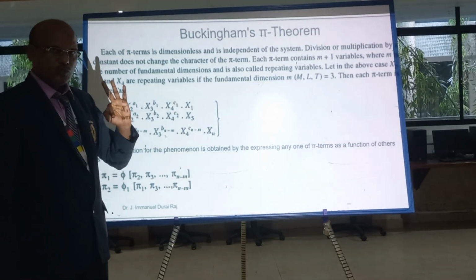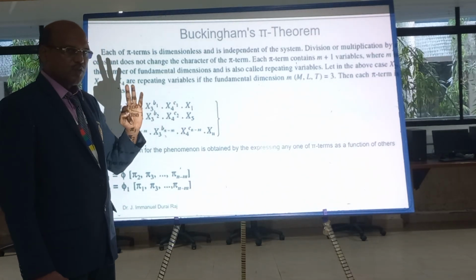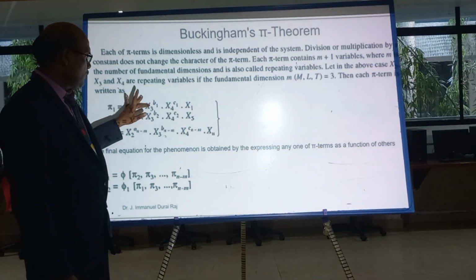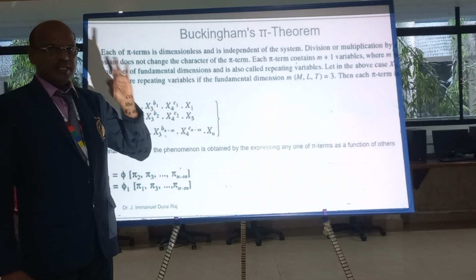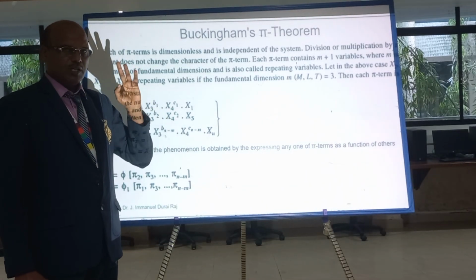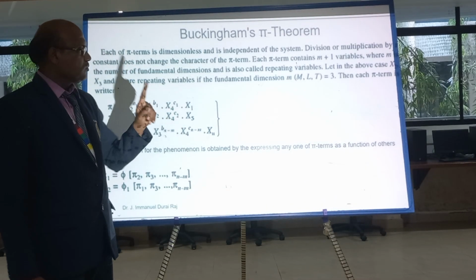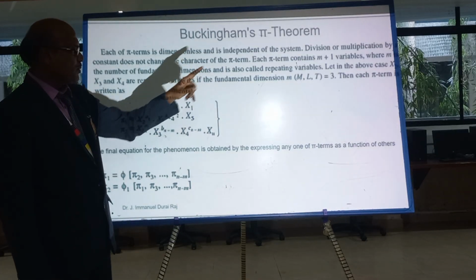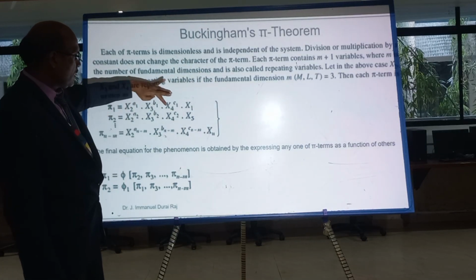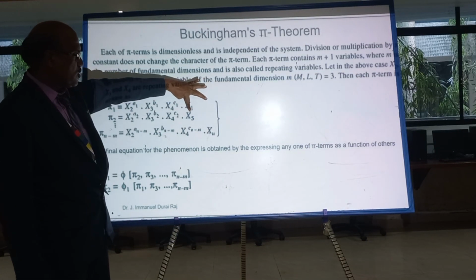So m means fundamental elements, we have 3, so in total we should have 4: 1, 2, 3, 4. We have 3 fundamental units, M, L, T, plus 1 term. Each of the 5 terms should contain m plus 1 variable: 1, 2, 3 plus another 1 variable.